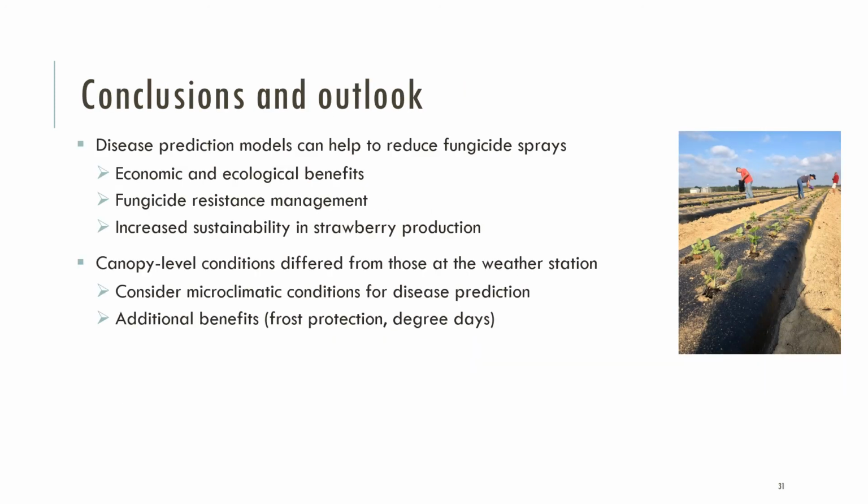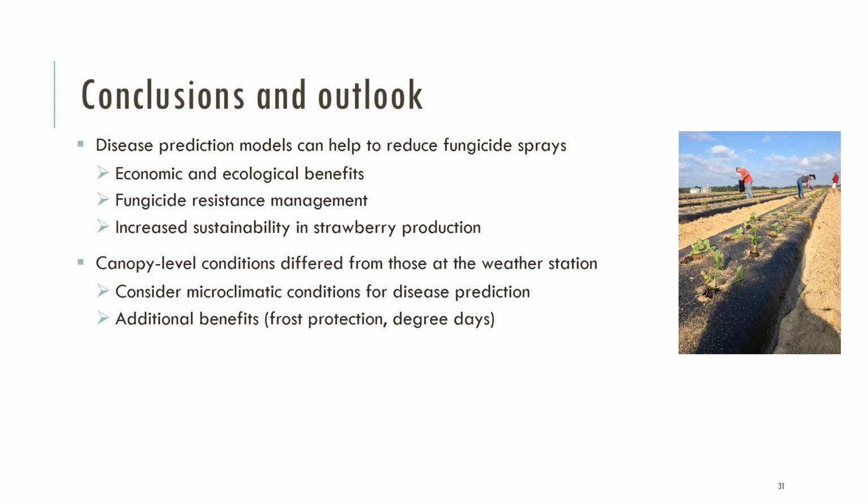Summing up, disease prediction models can help to reduce fungicide sprays. This has economic and ecological benefits, but most importantly, it helps with fungicide resistance management. Fewer sprays just mean less selection pressure on the pathogen population, which means that the fungicides remain effective for a longer time. And all in all, the sustainability in strawberry production can greatly be increased by using those disease prediction models.